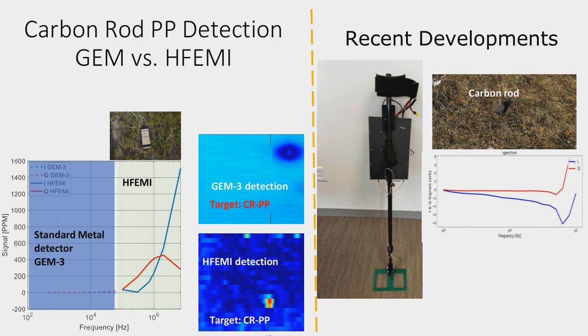And here is a detection map, again for a carbon rod, using standard metal detectors. It barely shows a response, which can be used for detecting shallow targets, but for a deeply buried target, it was very difficult to detect. Whereas the high frequency EMI system shows the full spectrum for buried targets. It detects, and this relaxation will also provide us information to classify, not only detect, but classify.